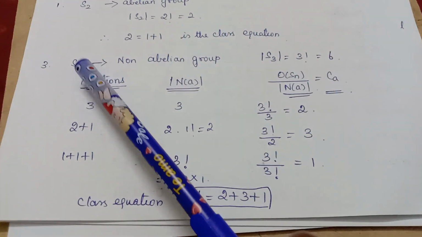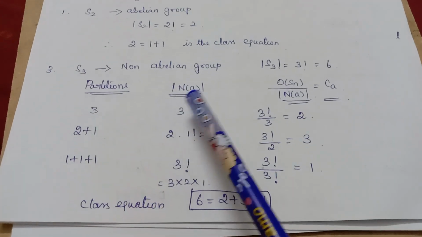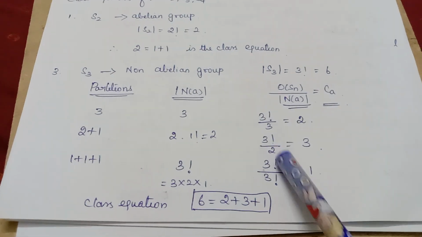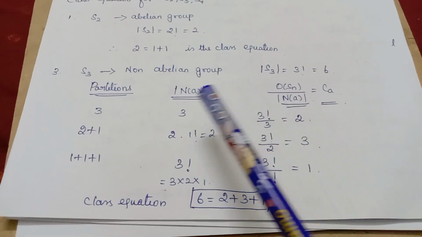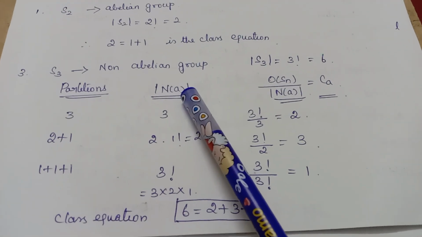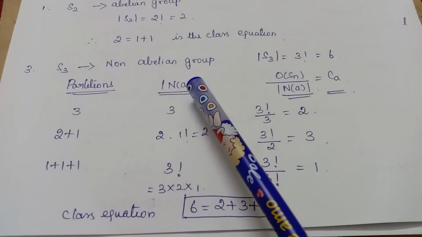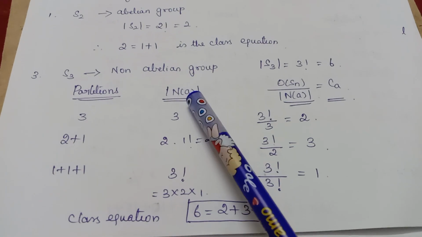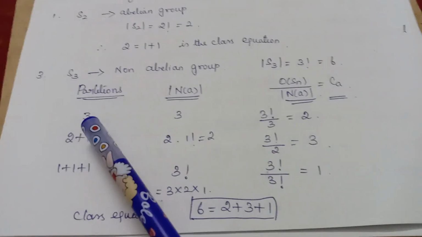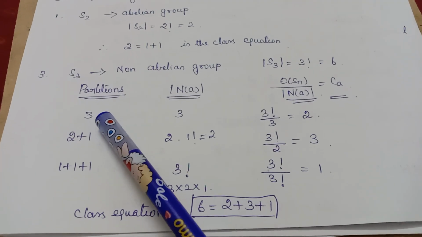Now 3 is there. First you write the partitions of 3: 3, 2 plus 1, 1 plus 1 plus 1. Next let me write N of A, and after that let me write CA. Then the sum of the CA will give you the class equation. NA means the normalizer. Normalizer means the elements which commute with the element A. So which will commute with A? Only those which have the same cycle decomposition. See here, it's a 3 cycle. A 3 cycle means only a 3 cycle will commute with itself.